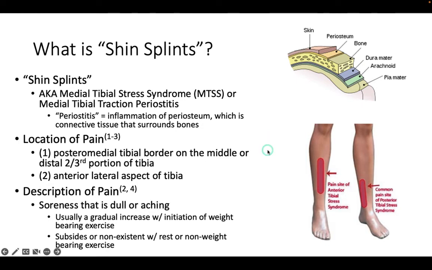In terms of location of pain, the number one most reported area, and the one I'm going to focus on, is the posterior medial tibial border on the middle, or more so the distal two-thirds portion of the tibia, which is a whole mouthful. This picture best denotes where that pain is. Again, posterior and medial. Down the middle would be medial, then posterior medial, and then middle, but more so the distal two-thirds of the tibia. That is the most commonly reported area of pain.